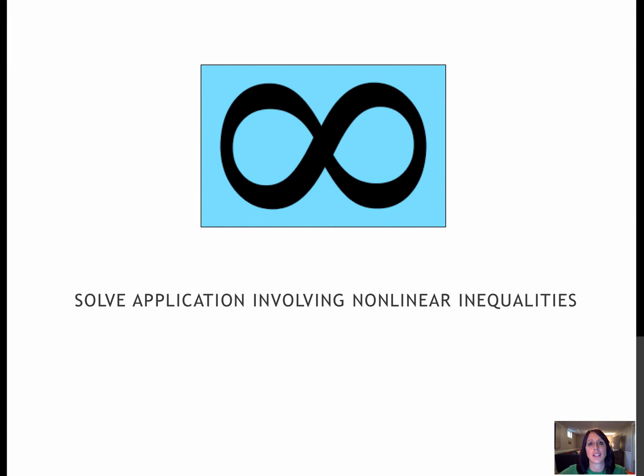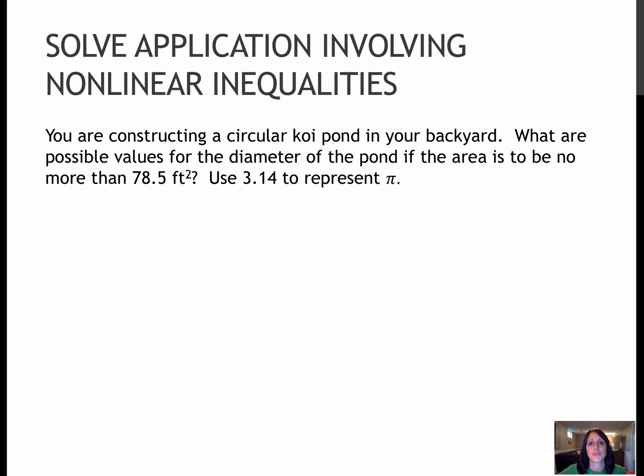In this lesson, we will solve applications of nonlinear inequalities. So for our first, we're constructing a koi pond. Those are the Japanese fish in your backyard, and it's going to be circular. So we have a circle. And they talk about diameter and they talk about area. So we need to know that the area of a circle is pi r squared.